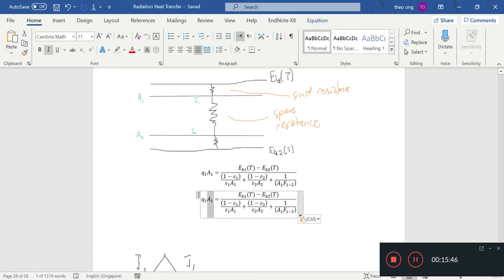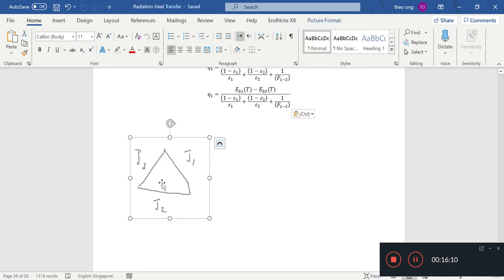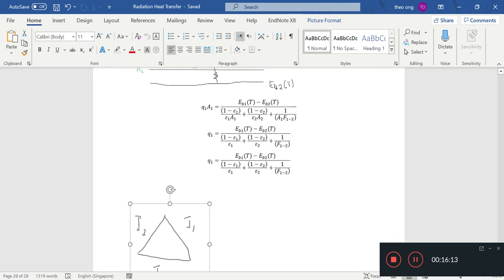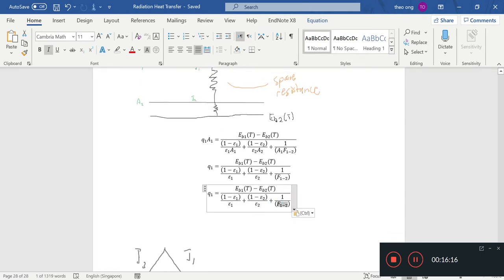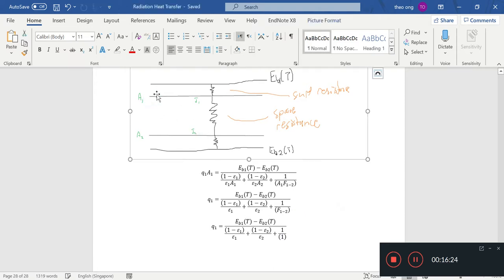So I'm going to get rid of the area here. Dividing by area, you will have an area A1 in the numerator, so you'll cancel. And since A1 equals A2, there's symmetry, right? Infinite parallel plate, this one can cancel, and this one can cancel. That's to deal with the infinite area thingamajig. If the areas were not infinite, we wouldn't do this anyway. So anyway, F1 to 2, what is that? That's the view factor. The view factor in this case happens to be 1 because all that A1 sees is A2.